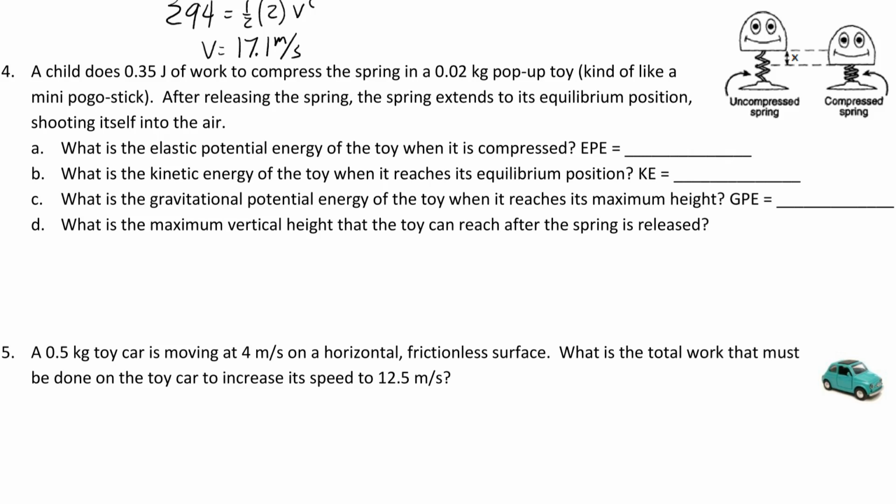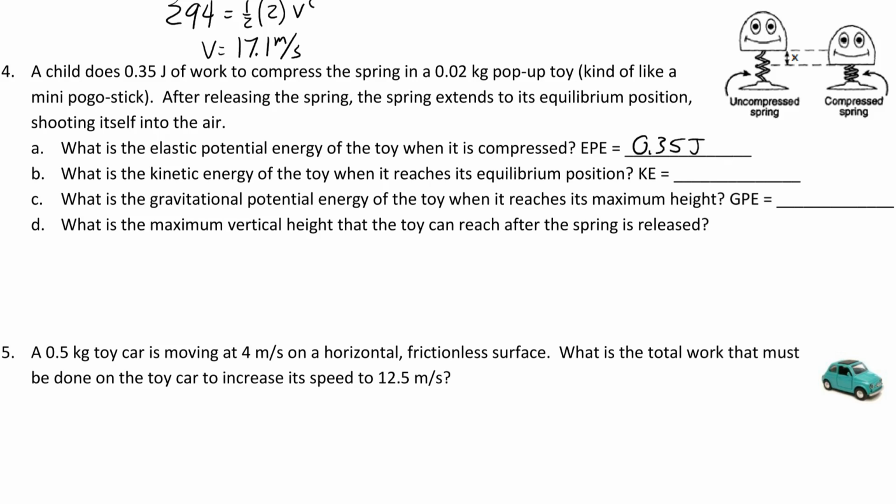This is an interesting way to frame this. If you look at the givens, it says a child is doing 0.35 joules of work in compressing the spring. All of that work is being transferred into elastic potential energy in the spring. So they're telling you this is 0.35 joules, no math necessary.